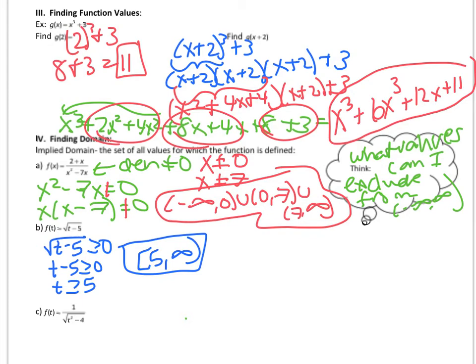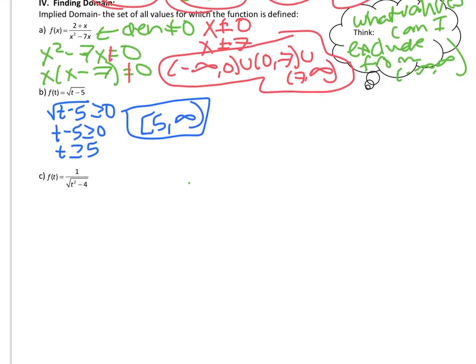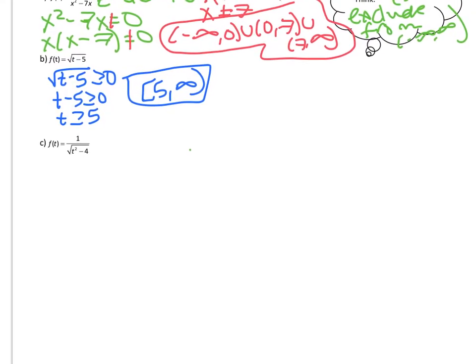So in our last one on C, I'm going to move this up because I need some space. I have f of t equals 1 over square root of t squared minus 4. So we have a couple things. Remember, kind of similar to B, your t squared minus 4 has to be greater than 0. And since it's in the denominator, I can't have it equal to 0. I'm not going to put a less than or equal to. It's just going to be a less than. But there's a trick to this. So this factors to t minus 2, t plus 2, greater than 0.